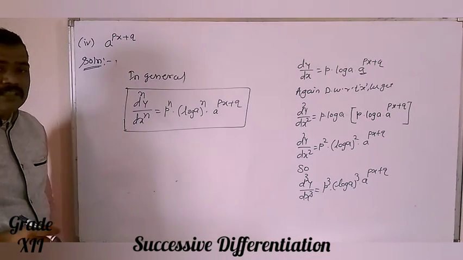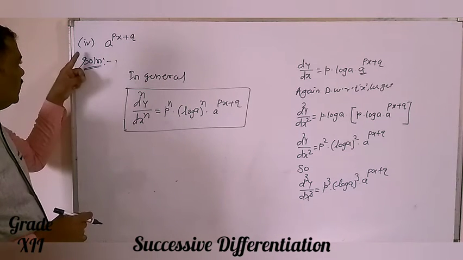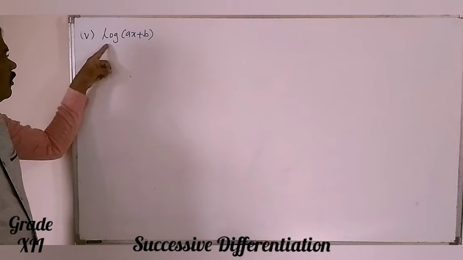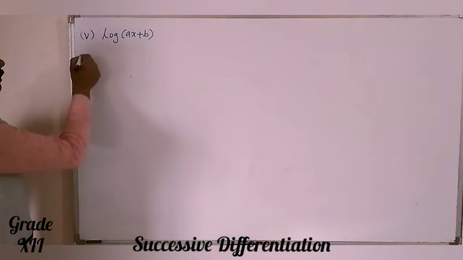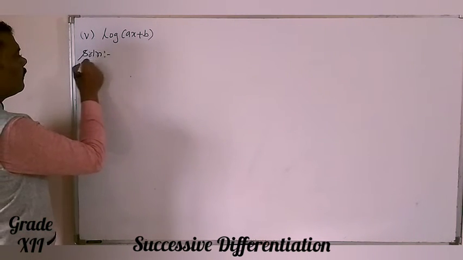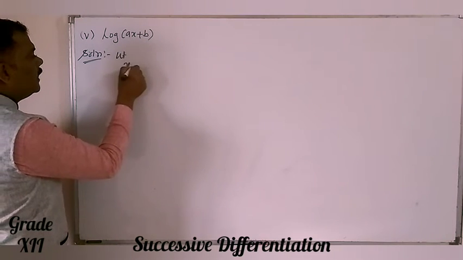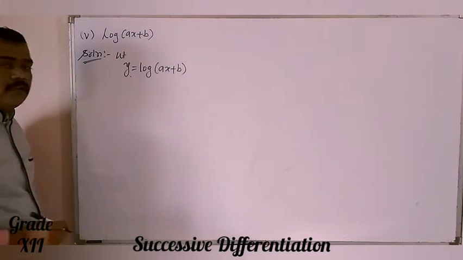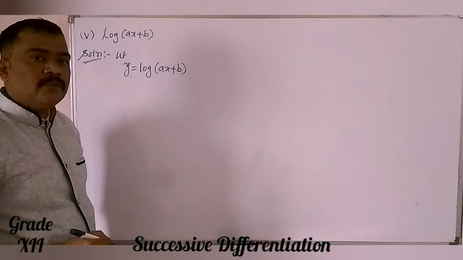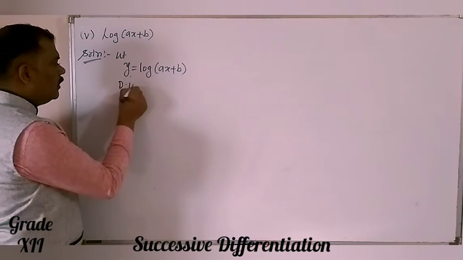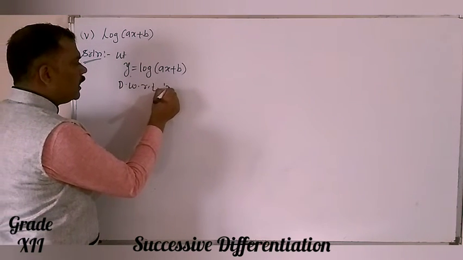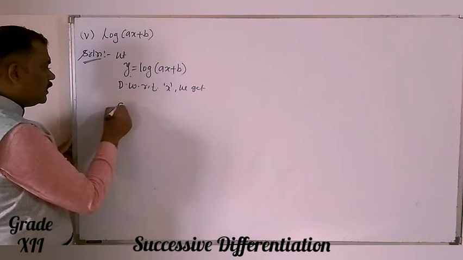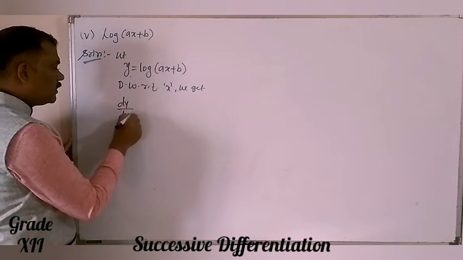After that, we have to discuss example number 5. What is example number 5? See here. Example number 5 is log of ax plus b. Solution: let y is equal to log of ax plus b. Now we have to differentiate this with respect to x. We get the differentiation of y with respect to x, nothing but dy by dx is equal.